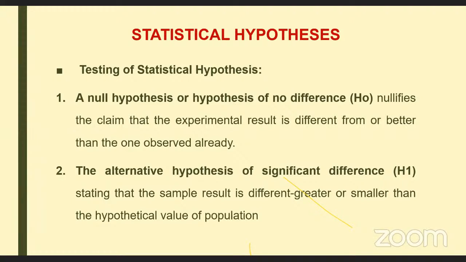So what do we have in conclusion? We try to either accept the null hypothesis and reject the alternative hypothesis, or vice versa, that is, accept the alternative hypothesis and reject the null hypothesis. It is like that, right?